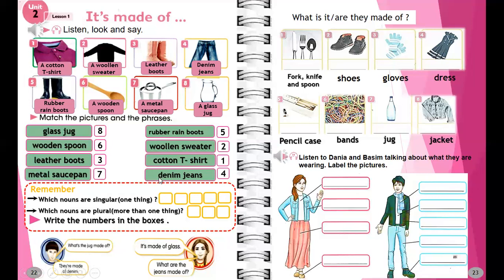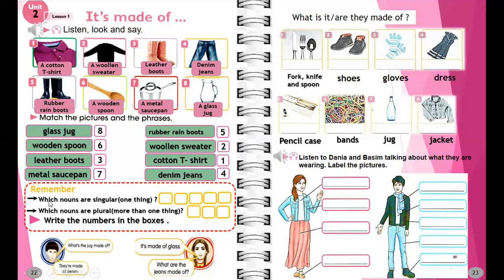Picture 4. Now, in this box, we should remember. احنا يجب أن نتذكر. Which nouns are singular? One thing. It means these pictures. Some of them are singular. And others are plural. بعض هذه الصور هي في حالة المفرد وبعضها تكون في حالة الجمع.